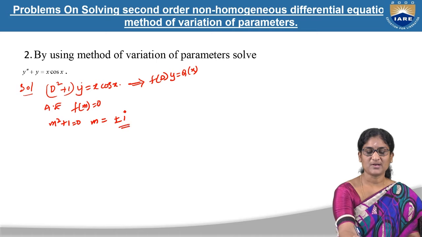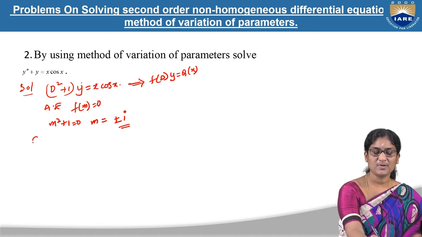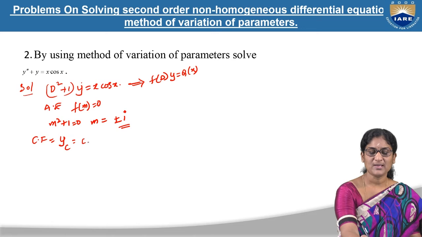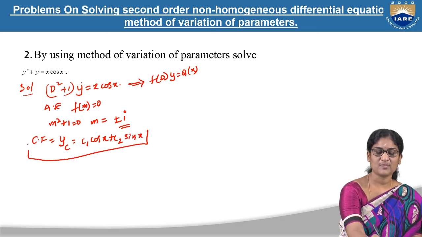Since the roots are complex numbers, the complementary function, represented by yc, is given by c1 cos x plus c2 sin x. So this is what we got as the complementary function.